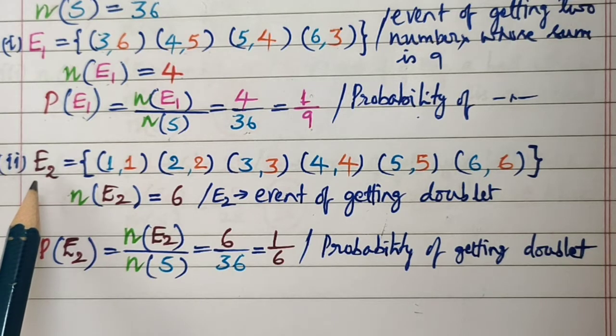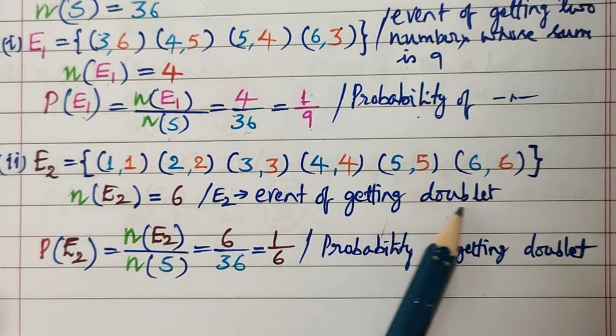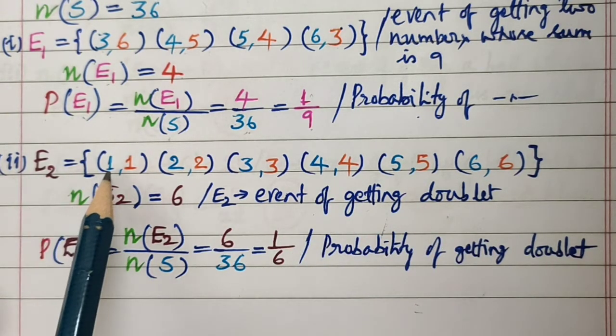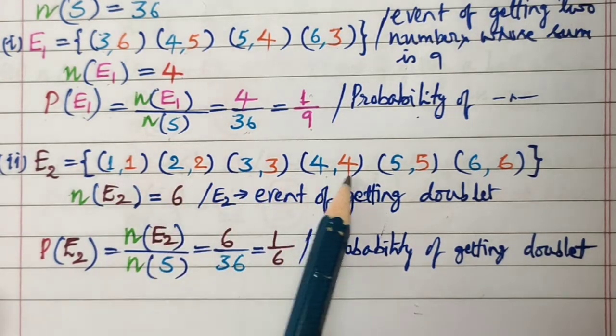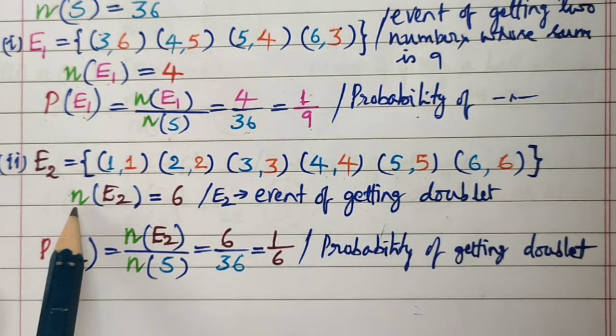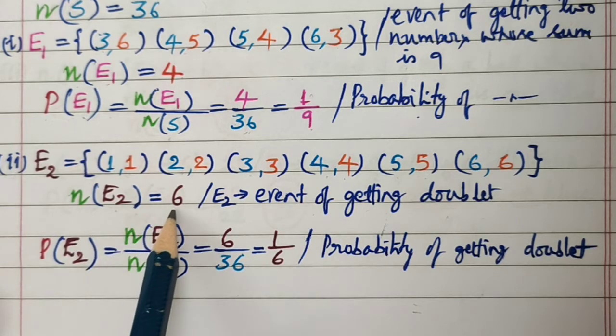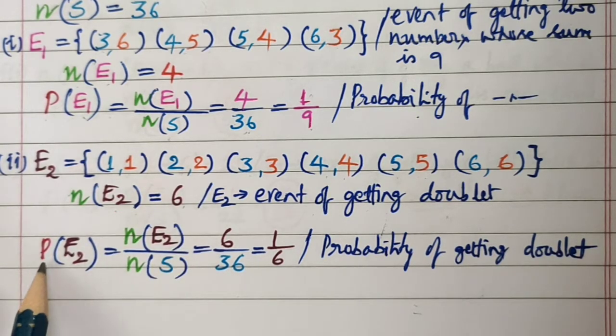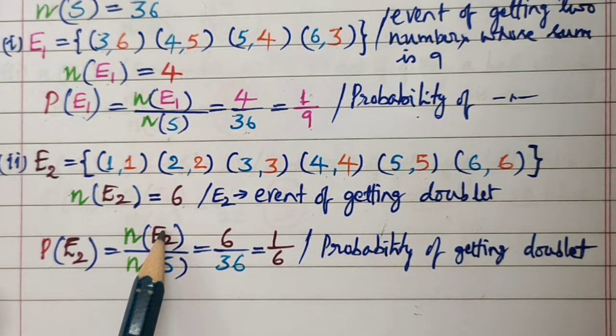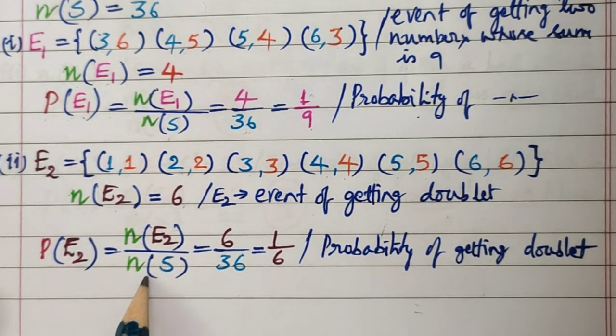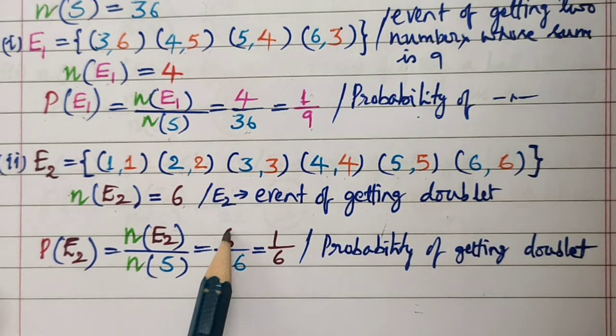E2 is the event of getting a doublet: (1,1), (2,2), (3,3), (4,4), (5,5), (6,6). The number of possibilities of getting a doublet is 6. The probability of getting a doublet is the number of doublets, 6, divided by the total number of possible events, 36. 6 by 36 is equal to 1 by 6. This is the probability of getting a doublet.